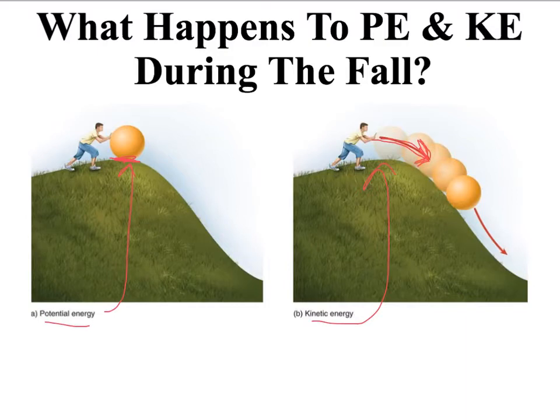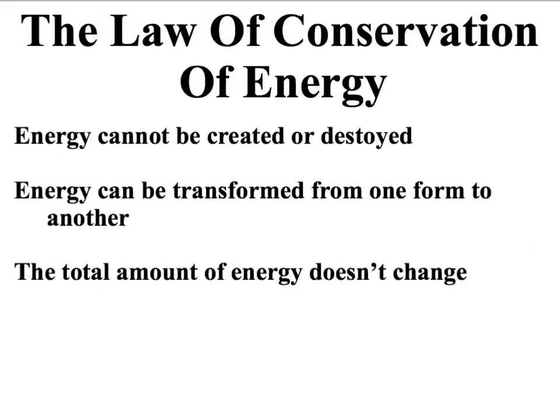The total amount of energy stays the same, but it's just converted from potential energy to kinetic energy. And that's the essence of the law of conservation of energy. So there are a couple of things that I want to say about the law of conservation of energy. You can consider each of these things a part of the law. First, energy cannot be created or destroyed.